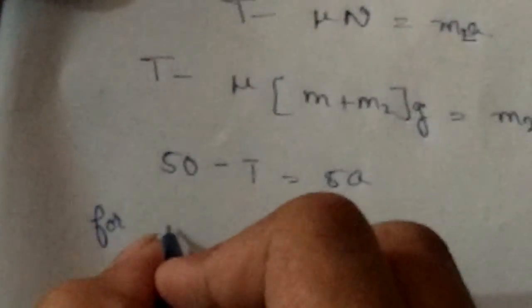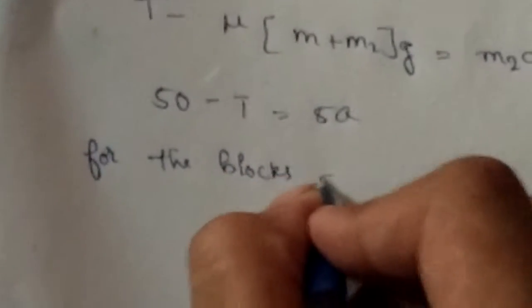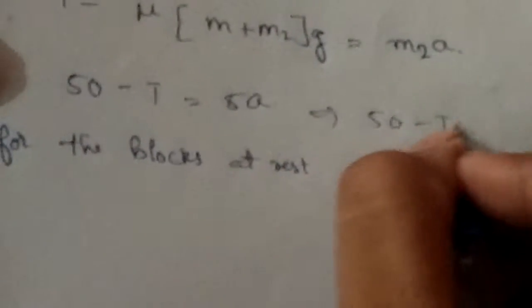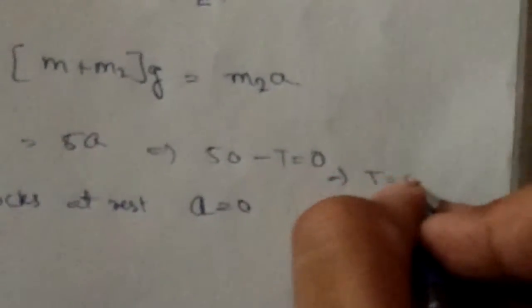Again I am writing this equation here. 50 minus T is equal to 5a. For the blocks at rest, a must be equal to 0. So 50 minus T is equal to 0, as a is 0, which implies T must be 50 Newton.